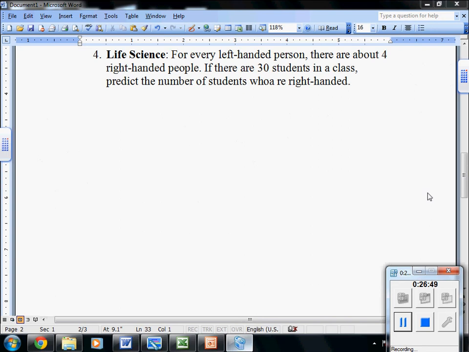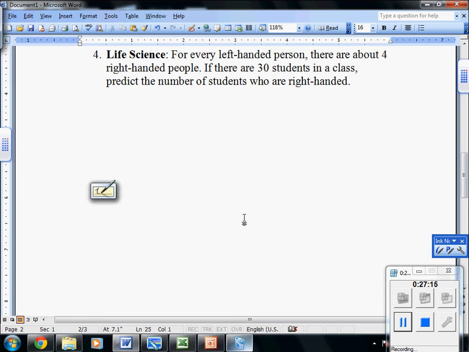Alright, so in this example, we're talking about life sciences. For every left-handed person, there are about 4 right-handed people. If there are 30 students in the class, predict the number of students who are right-handed. So this one's going to be just like the last one, where the rate they gave us, one lefty for every 4 righties, has lefty and righty as units of measure, but look what they gave us. They gave us a total number again.